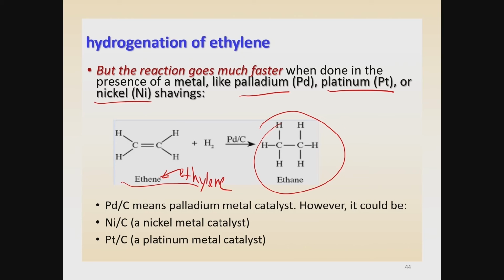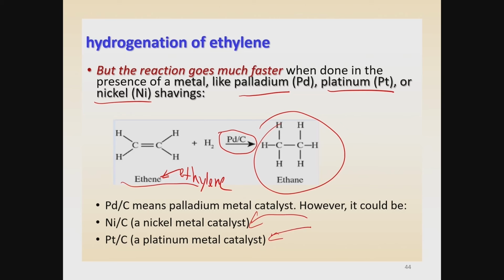And so here we're just showing that in this example, you're mixing ethylene, which is ethene, with hydrogen, but here you're mixing it in the presence of a catalyst, which is palladium. And so C here just indicates that this is a catalyst. Now, you don't necessarily have to use the element palladium. You can use nickel, that's a good catalyst a lot of times, and you can use platinum.